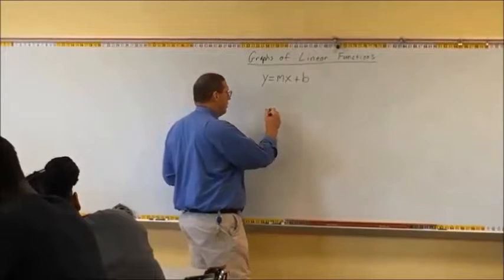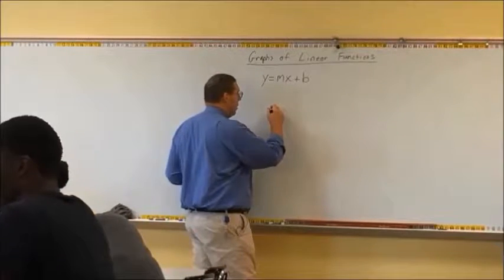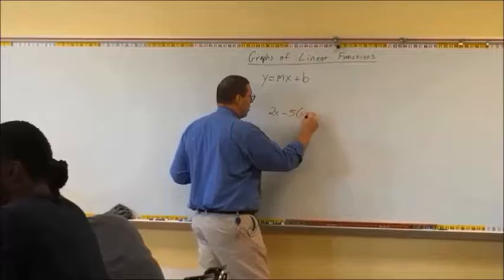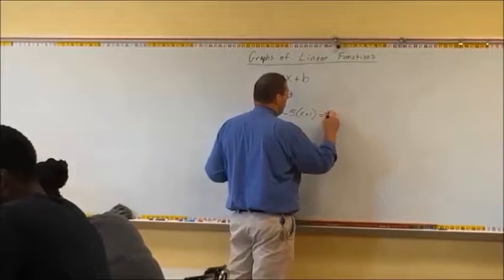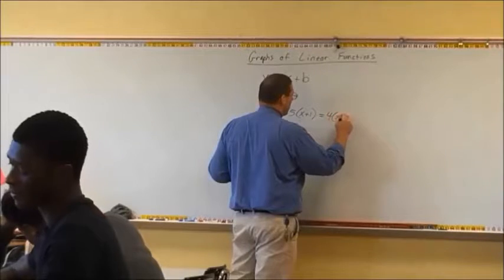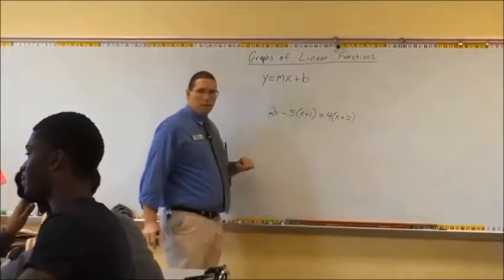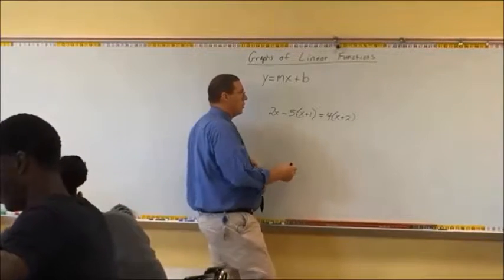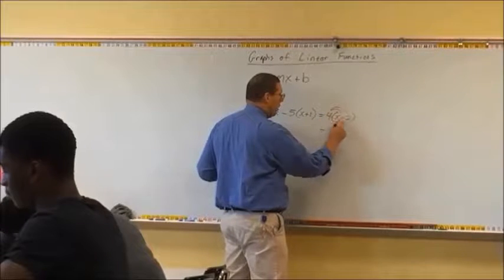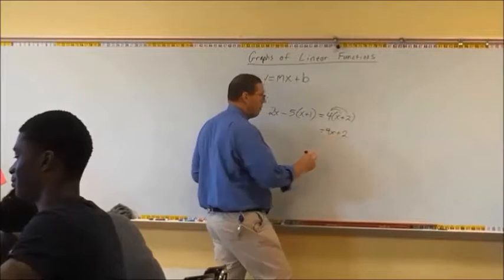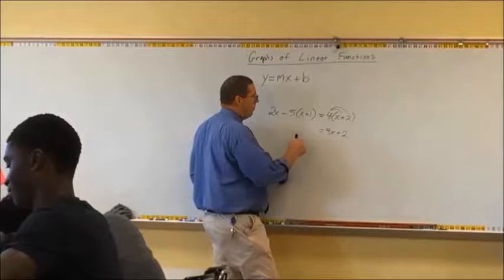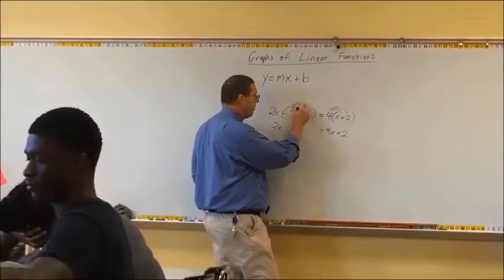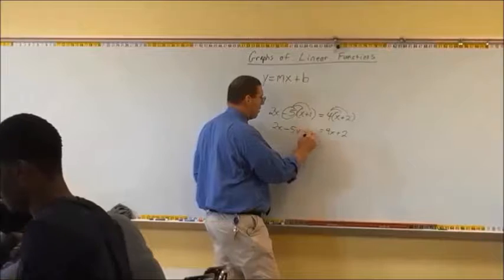Remember the other day one of our examples was something like 2x minus 5 times x plus 1 equals 4 times x plus 2, let's say. Can y'all help me out? What can I do here to solve this? Distribute. Over here I'm going to distribute the 4, and I'm going to get 4x plus 2, right? Okay? And then what? Here I can distribute.